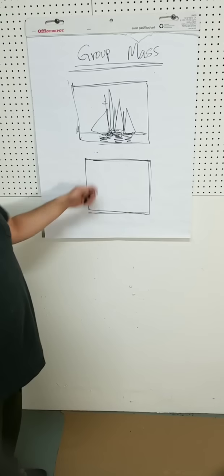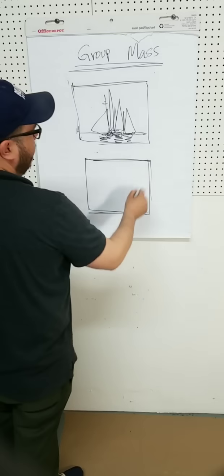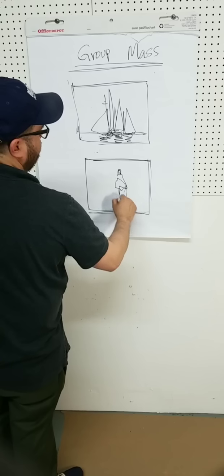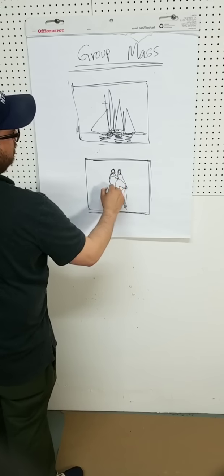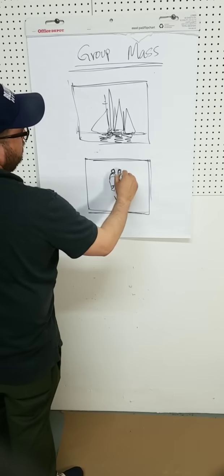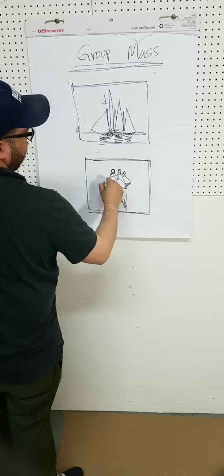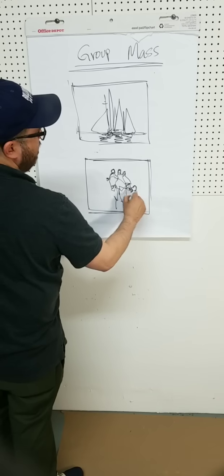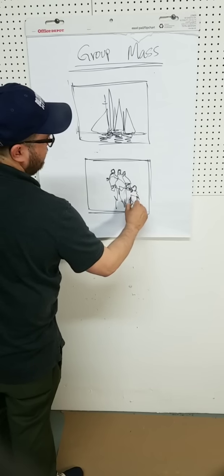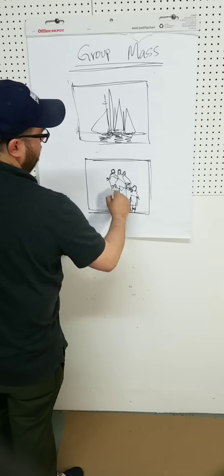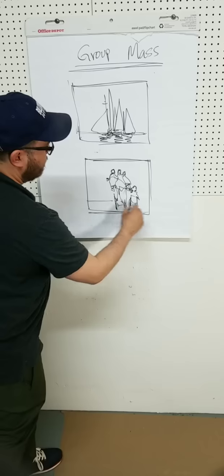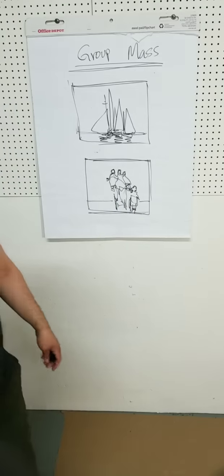Now, you can do group in different ways also. Let's do another one here. I don't know, people walking, right? Maybe they're holding hands. There's a little kid right here. They're like, Mama, where are we going? Don't worry about it, son. I told you. Come with me. Let's go. This is also a group, right? This is a group mass, okay?